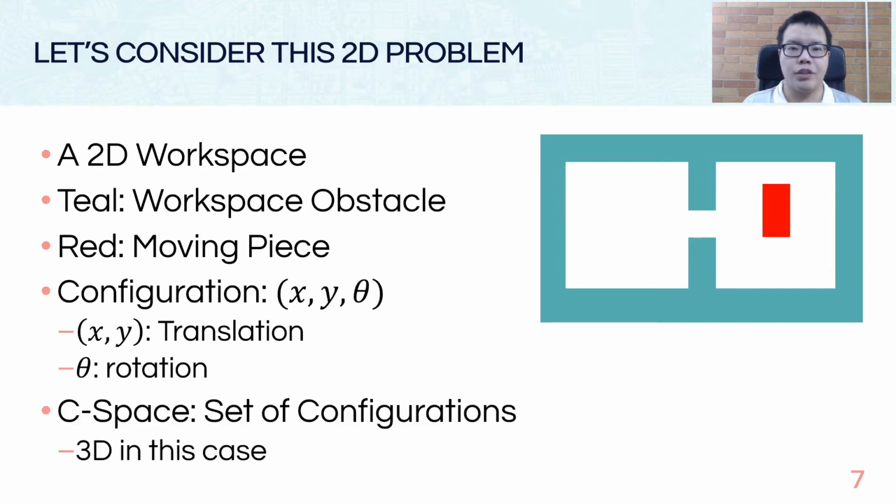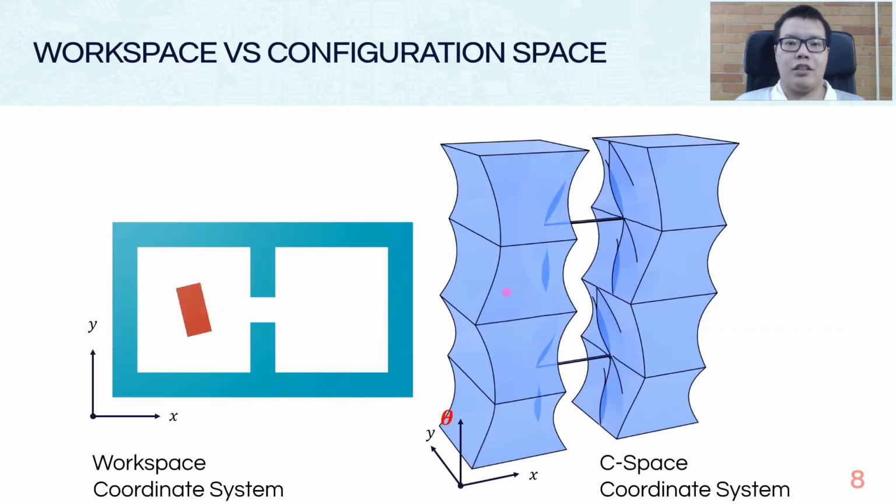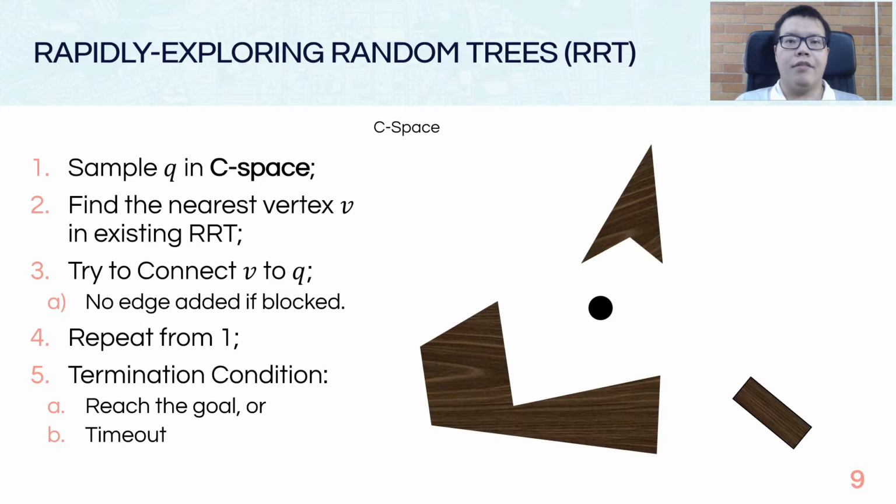Therefore, we can introduce a concept called configuration space, or C-space, which is the set of all configurations. For this case, the C-space is 3D. With the introduction of configuration space, we can translate any movement in workspace into a particle's movement in configuration space. Therefore, we can formally define the motion planning problem as finding a trajectory in configuration space from initial state to goal state without collisions.